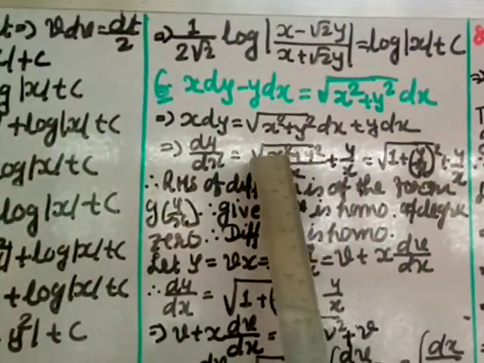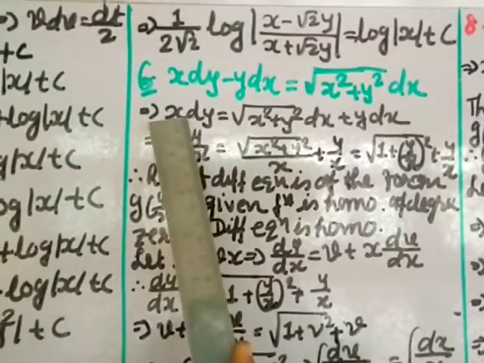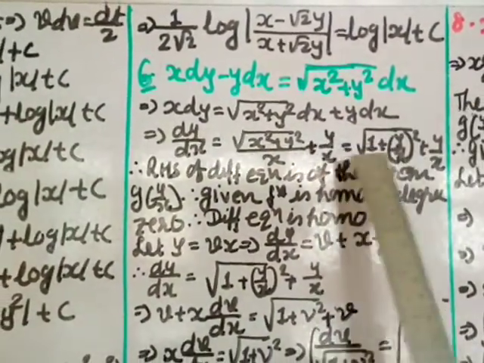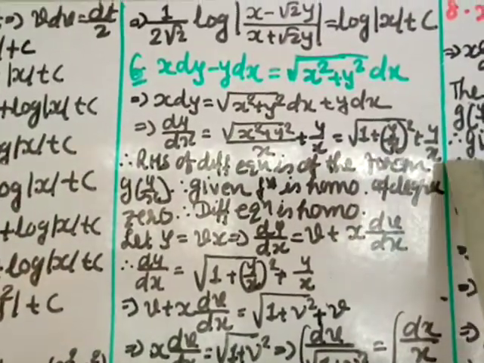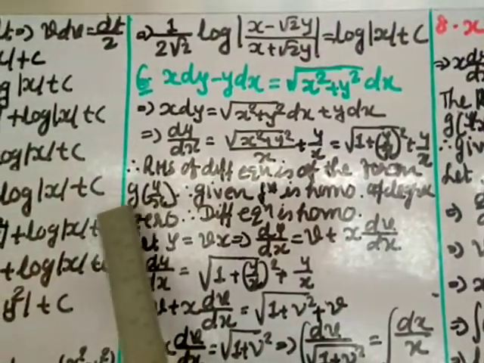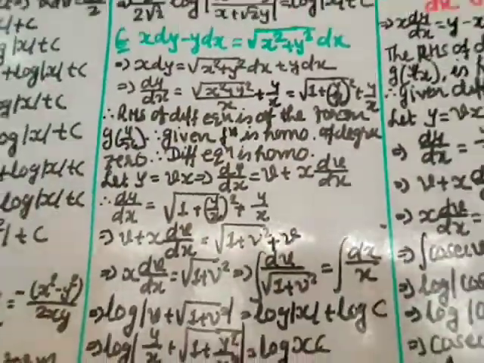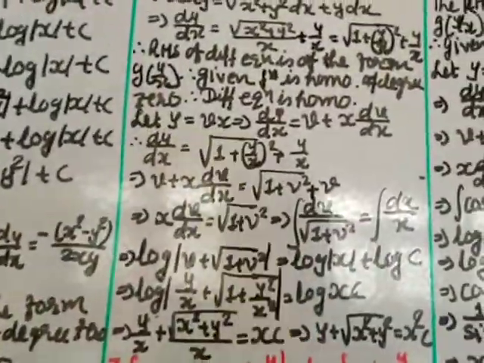So here remains square root of x square plus y square plus y, and this x you transfer, so divided by x. So this can be written as square root of 1 plus y by x whole square plus y by x. So this is of the form g of y by x. Therefore the given differential equation is homogeneous. If it is homogeneous, you have to put y is equal to vx.